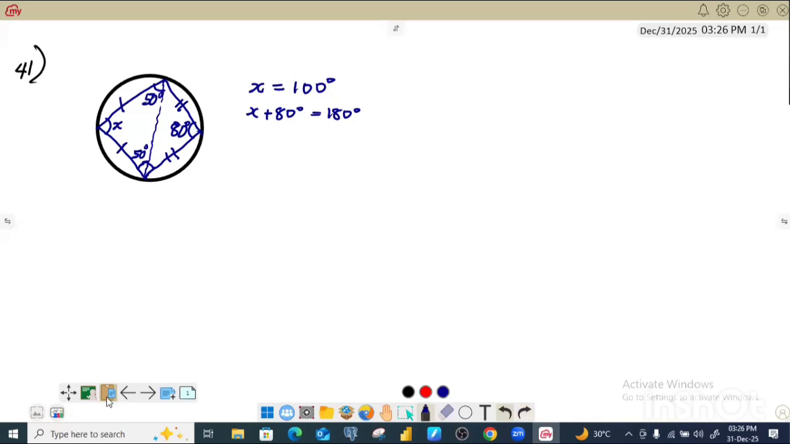Base angles of an isosceles triangle. Similarly, we can call this place 50, and this place is also 50. So angle M now equals 50 plus 50. It cannot be 50 plus 50. X is 100, so that would be 40, 40, not 50, 50. Sorry for that. X is 100. Sorry, I was thinking X is 80.